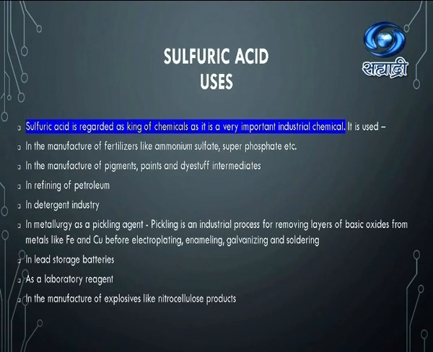So what is pickling? Pickling is an industrial process for removing layers of basic oxides from metals like Fe and Cu before electroplating, enameling, galvanizing and soldering. So all these processes are familiar to us. To remove the coat of any oxide, this process is carried out, and for that process sulfuric acid is used.